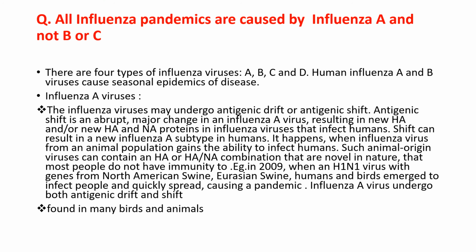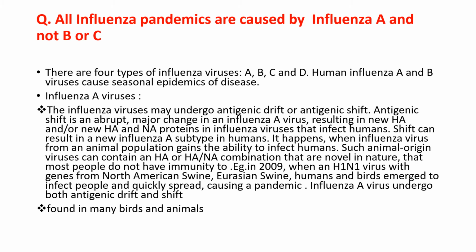Influenza pandemics are caused by influenza A and not by B or C. Let's try to understand this. First, let's understand the influenza virus as such. There are 4 types of influenza viruses: A, B, C, and D. The human influenza A and B viruses cause seasonal epidemics of disease. Let's know a little bit more about the influenza A virus, which causes the pandemics majorly.